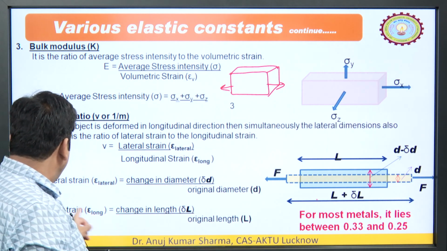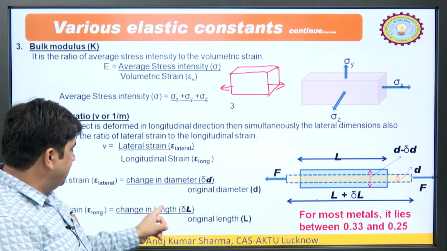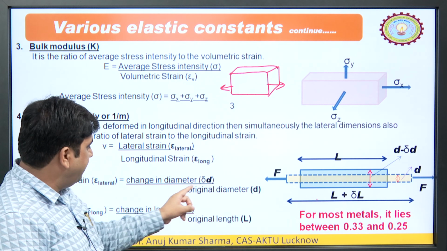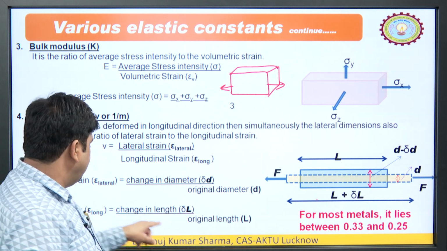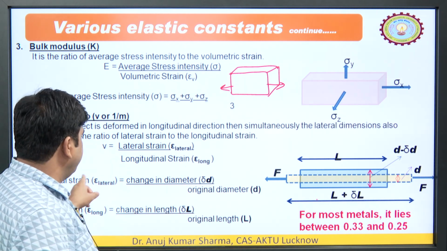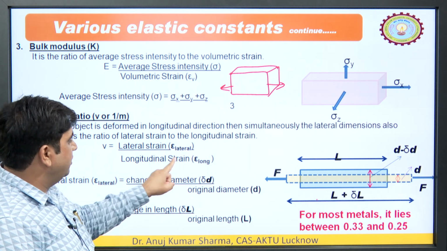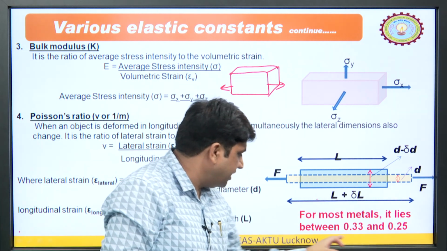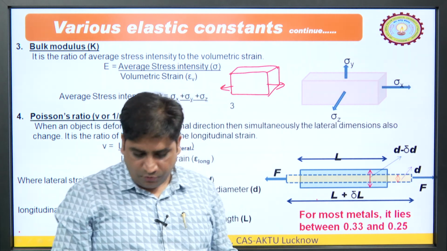Here we can see the longitudinal strain is change in length upon original length and lateral strain is change in diameter upon original diameter. So, this Poisson's ratio is lateral strain upon longitudinal strain. For most of the metals it lies between 0.33 and 0.25.